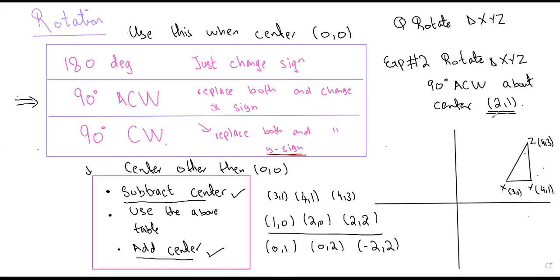What was the center? The center was 2, 1. So when we add 2, 1, it would become 2 and 2. This would become 2 and 3. And this would become 0 and 3. And now we are going to just plot these points on the triangle. Okay. So this was a rotation and we need to plot these points. So let's just do that.